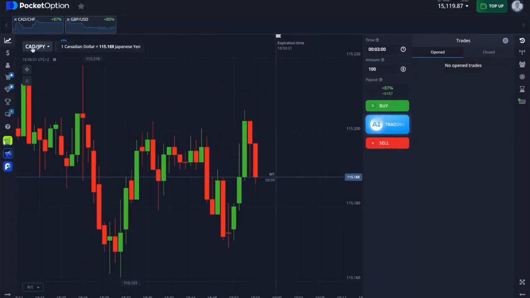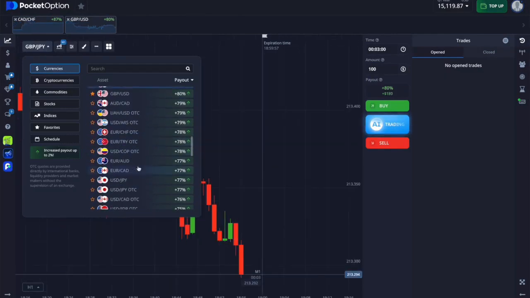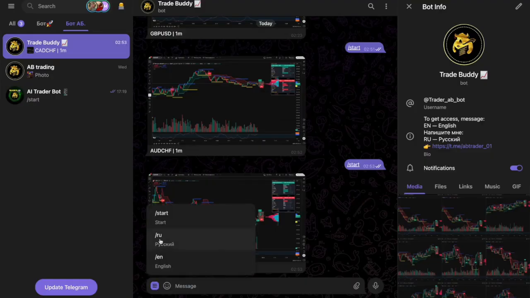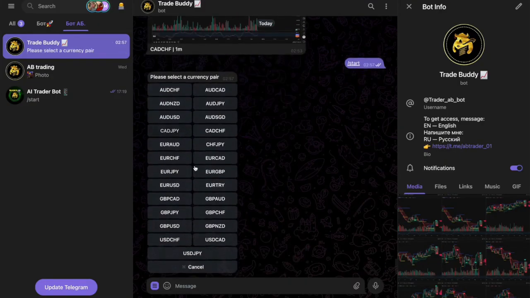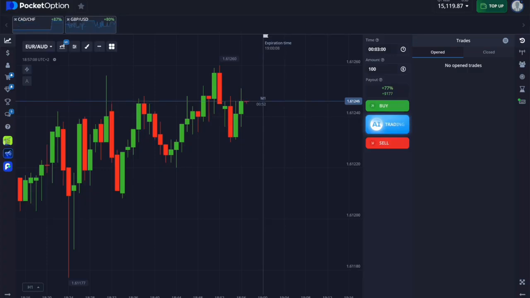After such strong news, the market usually becomes very unruly, you could say, to put it simply. The movement is just too strong up and down. We click start. Remember the currency pair. Euro, Australian dollar, time frame M1. We wait to see what the bot says.